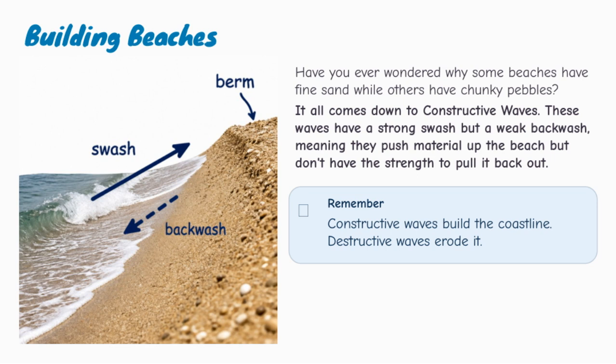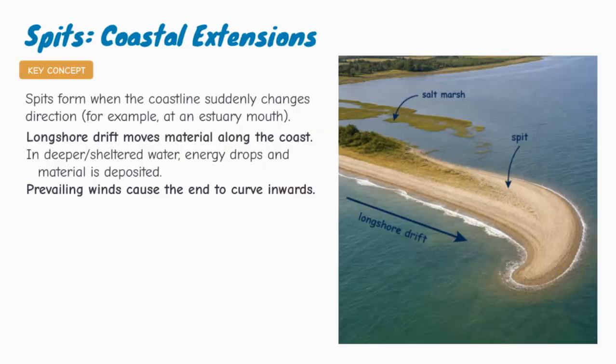The type of beach depends partly on wave energy and sediment size. Fine sand is usually found where wave energy is lower. Chunkier pebbles and shingle are often found where wave energy is higher, because smaller particles may be washed away while larger material remains. So if you see a sandy beach and a pebble beach, they are not random. They tell you something about wave energy, sediment supply, and coastal processes. The key idea is, constructive waves build the coastline. Destructive waves erode it.